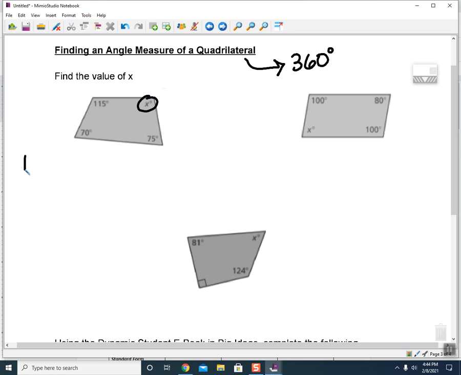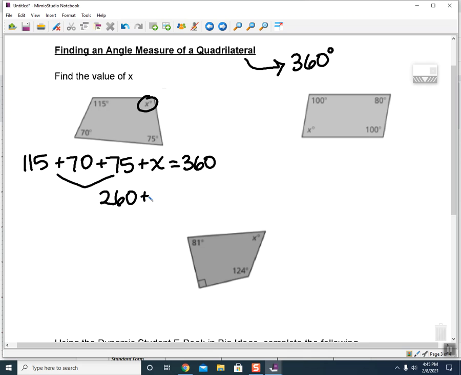Well, all I'm doing is taking 115 degrees plus 70 degrees plus 75 degrees plus x needs to equal 360 degrees. If I add up the 3 numbers that I am given, they add up to 260. So I'm going to have 260 plus x needs to equal 360. That means that x is going to equal 100 degrees.